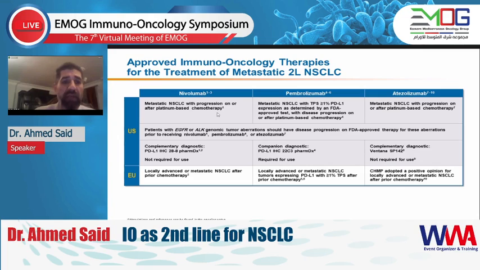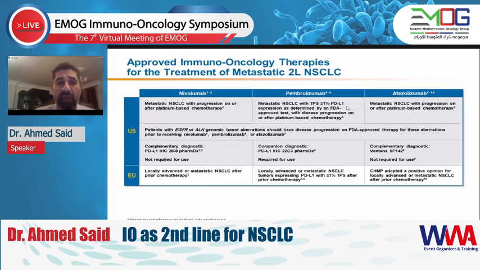As you can see here, nivolumab is approved for metastatic non-small cell lung cancer with progression on or after platinum-based chemotherapy. Also, we can treat patients with EGFR or ALK alterations after progression on FDA-approved therapy for these aberrations. This applies to all comers in the US population. A complementary diagnosis with PD-L1 immunohistochemistry is not required for use of nivolumab. In Europe, it is approved for locally advanced or metastatic non-small cell lung cancer after prior chemotherapy.